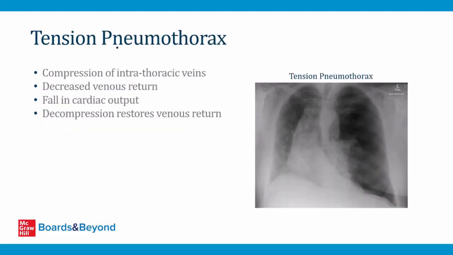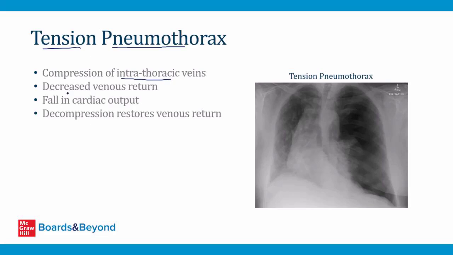So tension pneumothorax is a condition I talk about in more detail in videos in the pulmonary section. But by way of quick review, a pneumothorax means that there is air in the pleural space inside the chest. A tension pneumothorax is a special type of pneumothorax where the pressure is getting so high inside the chest that it can compress veins. And that's what happens in tension pneumothorax. Intrathoracic veins become compressed by all that gas trapped inside the chest.